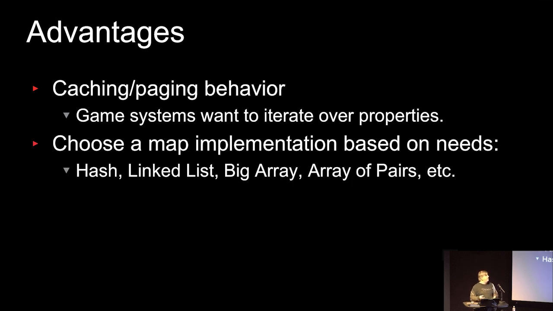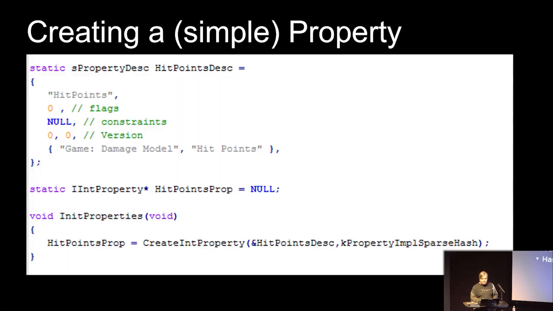And this allowed us to choose for each individual property a different map implementation based on how we expected that property to perform. If we thought a property was very sparse, so only a few things would have that property, maybe it was just a linked list of pairs. But if it was something everything had, maybe we just had a big array indexed on object ID.